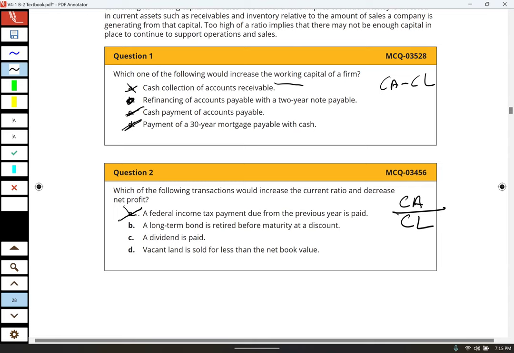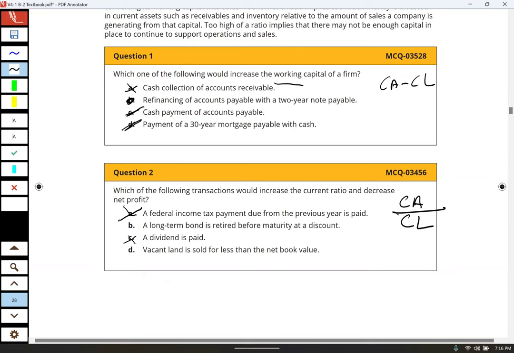How about long-term bond is retired before maturity at a discount? Okay, I'm looking at that and I'm thinking, well, if it's retired before maturity at a discount, there could be a gain or loss associated with early retirement of debt. So that could have what? An income statement and balance sheet effect. So I'm going to look at this next one. C, dividend is paid. If a dividend is paid, is there any income statement effect? I don't think anybody picked this, right? No, we're going to debit dividend payable. We're going to credit cash.